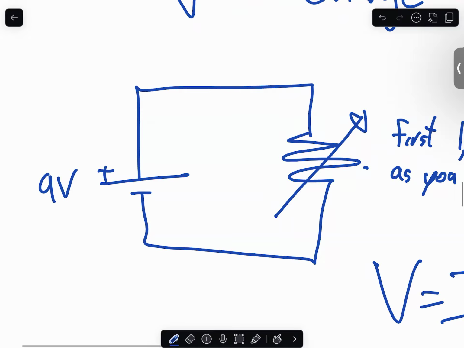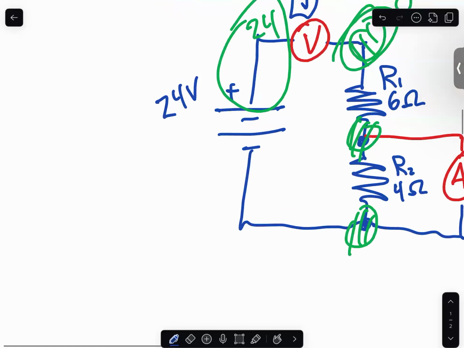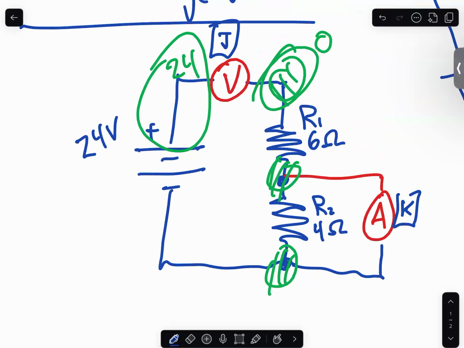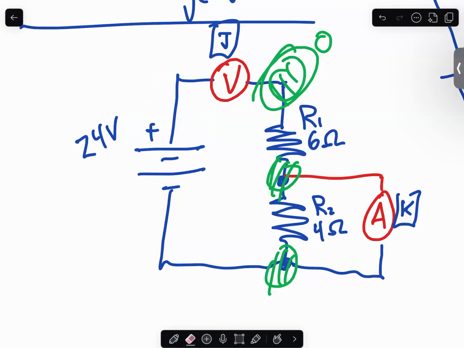What if I have a series circuit? What if I have two resistors? Ooh, that's a lot of lines on here. What if we go back to our voltage divider circuit? Can you tell me what happens?